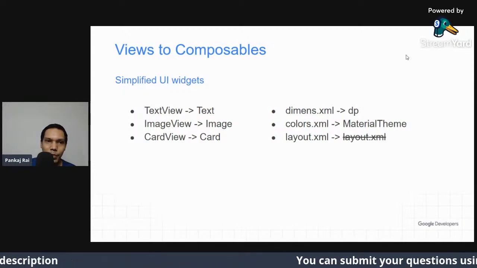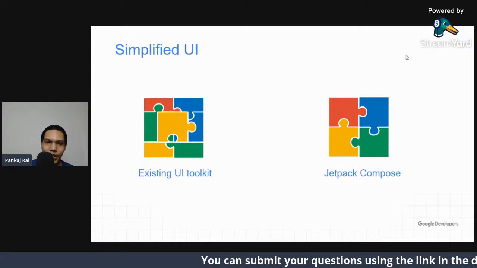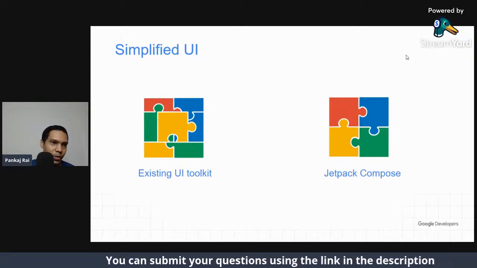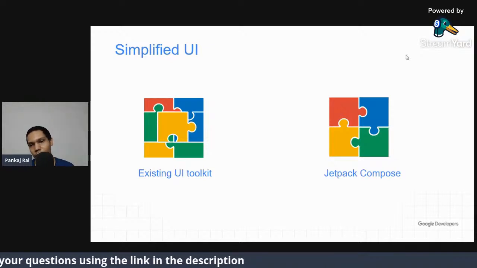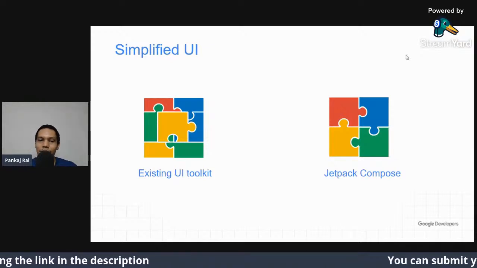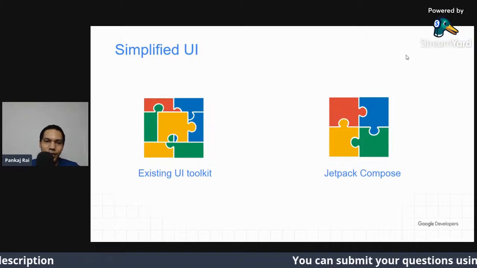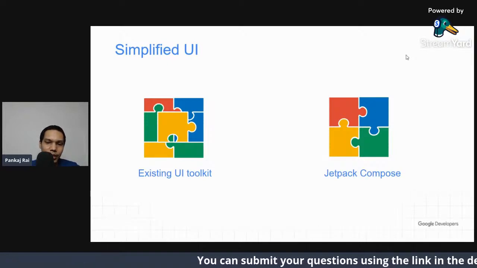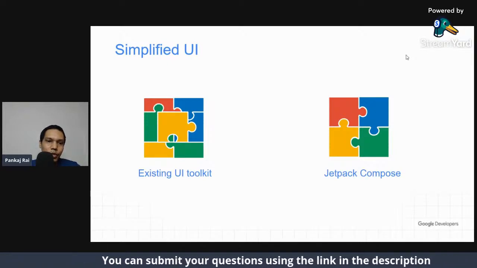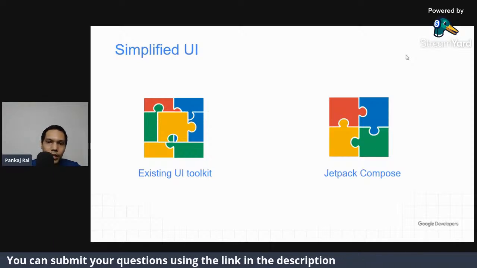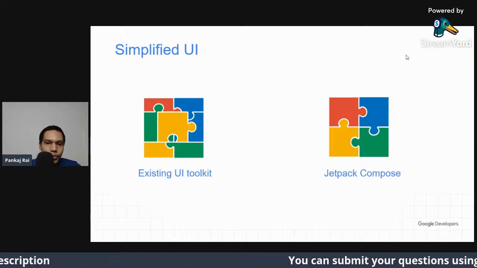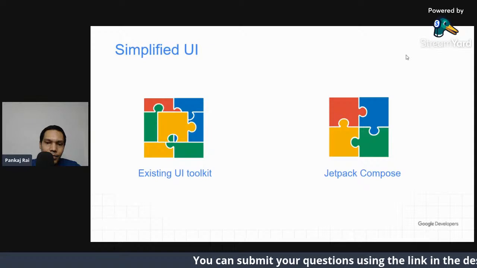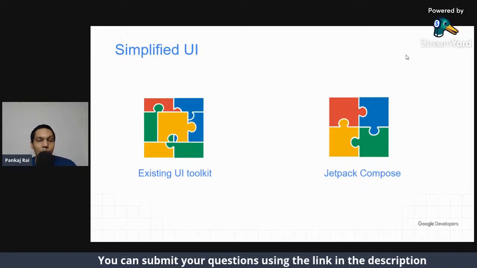But the overall question is, why do we need this? We had the existing UI toolkit which was working quite well. Then what's the need of having a newer UI toolkit? Well, the prime reason is that the existing UI toolkit is good, but it is not something which was serving the purpose. When I say serving the purpose, what I mean is, say, if you want to add certain features, if you want to customize it, then what will you do there?